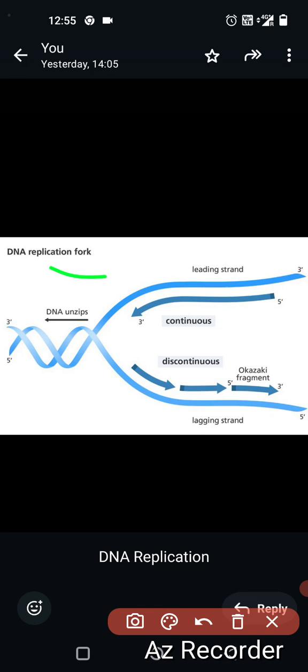So basically, this process is semi-conservative. S for semi, C for conservative, you can say, right? So what does semi-conservative mean? It means that each new DNA molecule contains one old strand and one new, complementary strand, right?